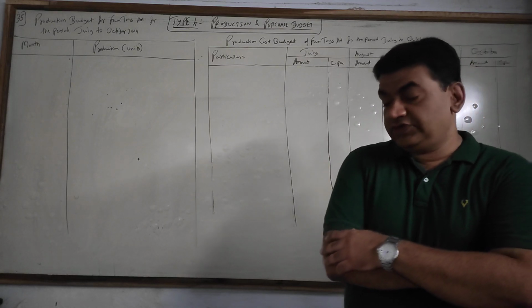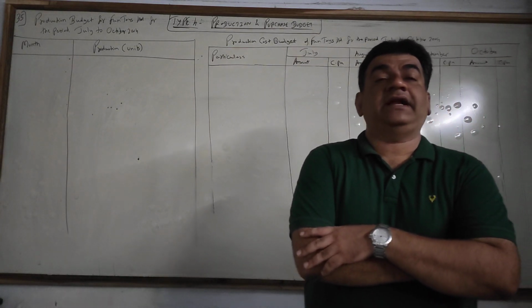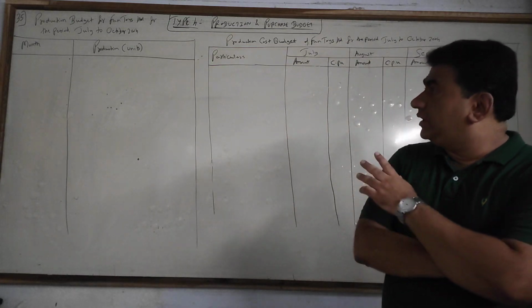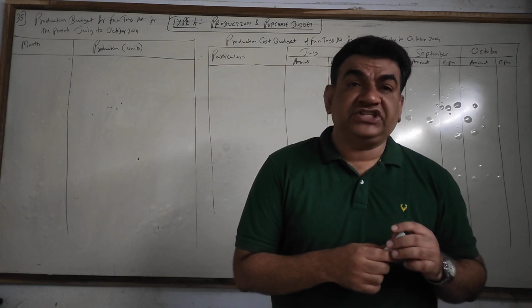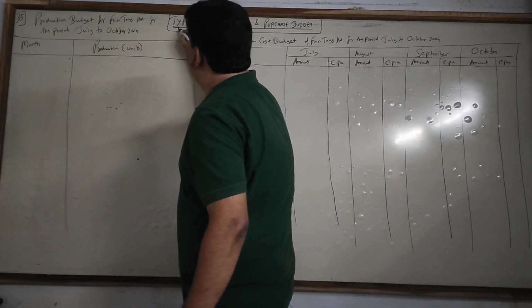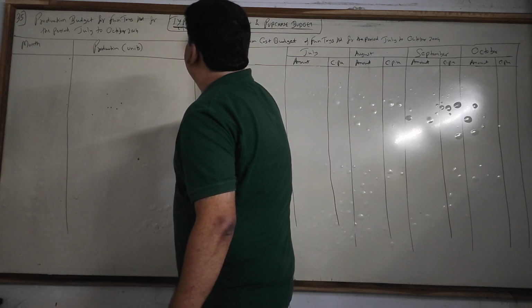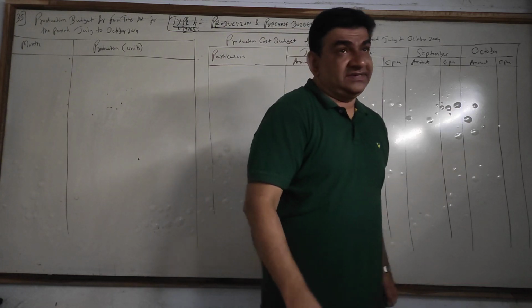In the earlier class, we completed the third part, which was the smallest part of the chapter, that was sales budget. Now, today I start with the next two parts, that is production as well as purchase. So, type 4 and type 5, production and purchase, the last part of your syllabus.